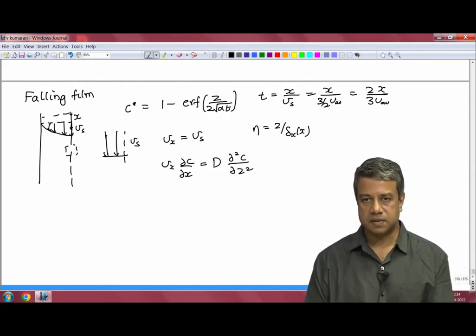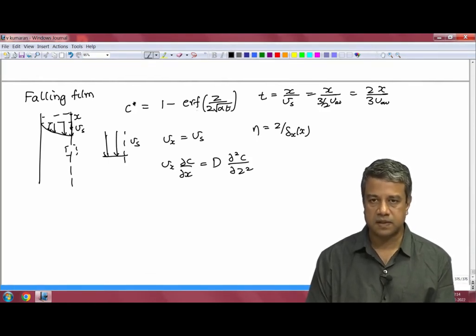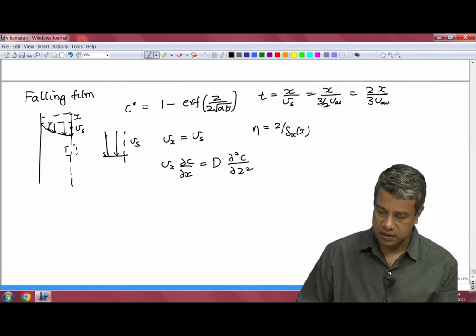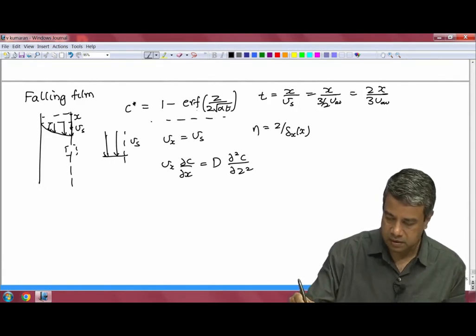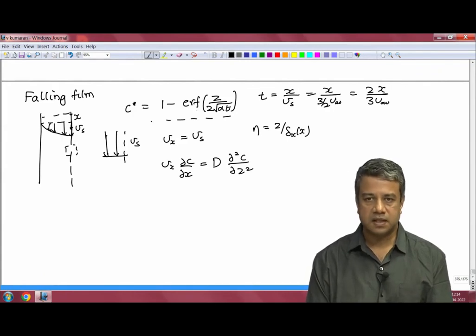That will give us an expression for the boundary layer thickness. And at the end you should get the same result that we had obtained when we solved this using a similarity transform. You should get the same result that we had obtained over here. So, I will leave that as an exercise.